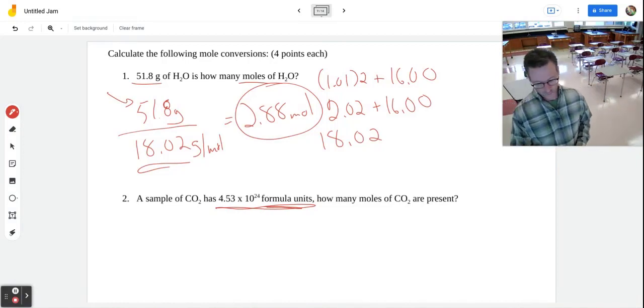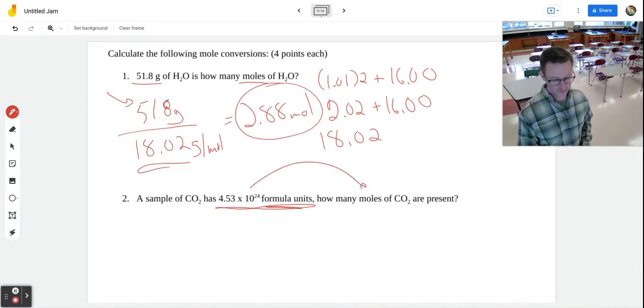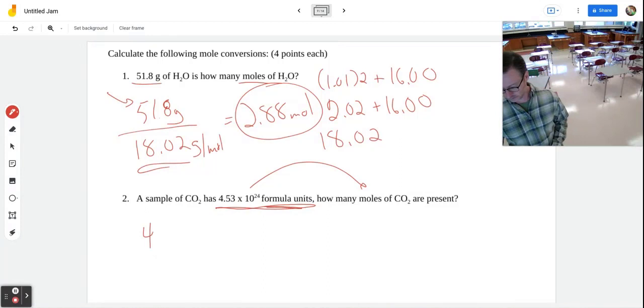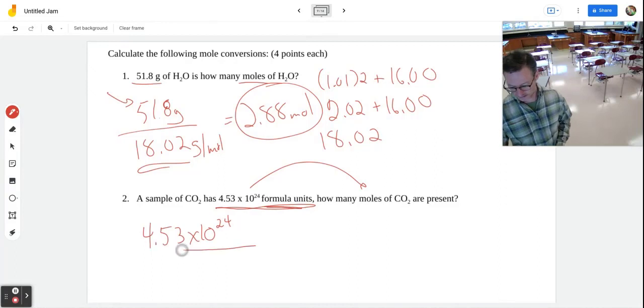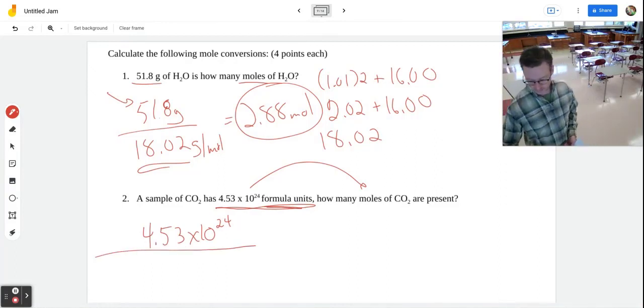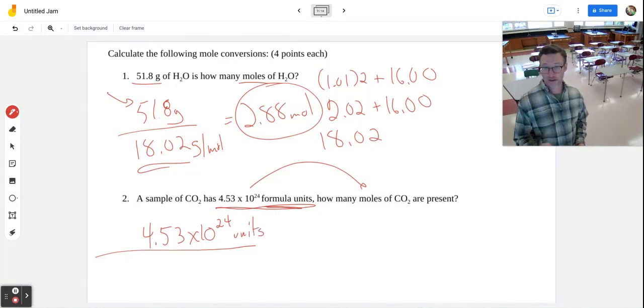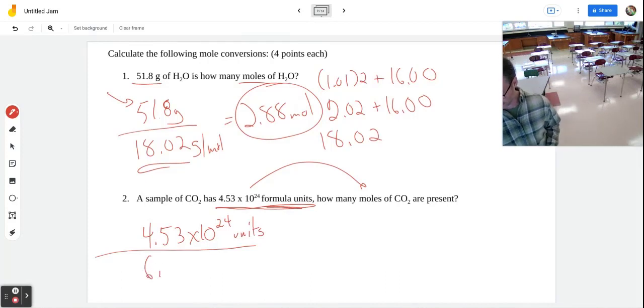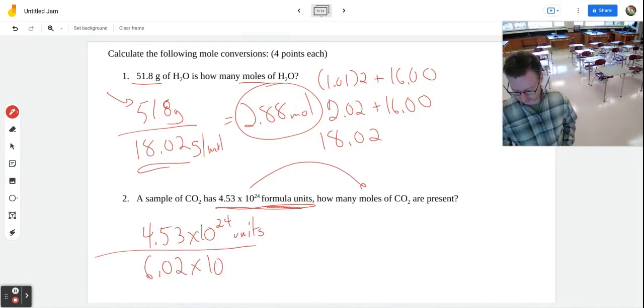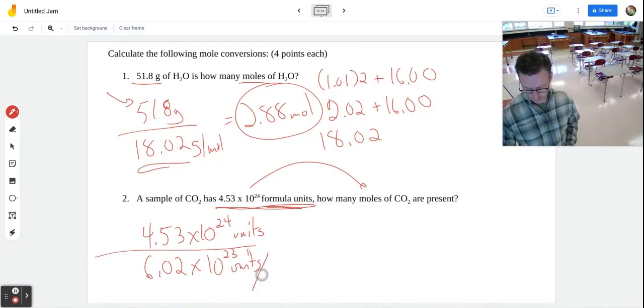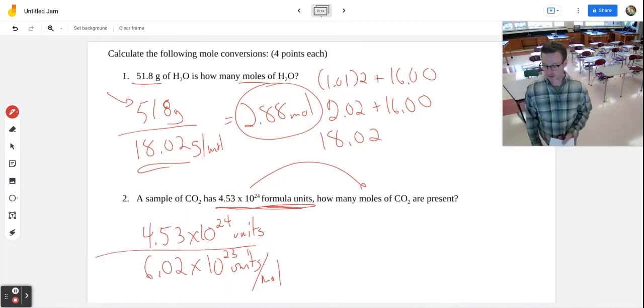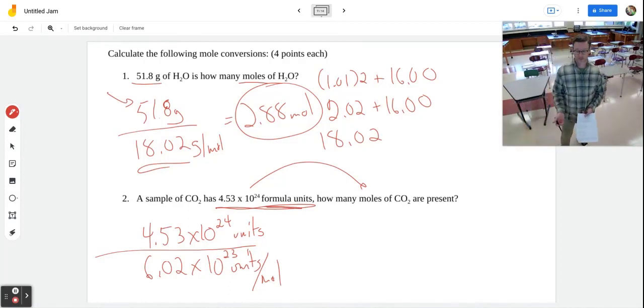Well, we want to convert the number of things to moles. To do that, we divide the number of things that we have, I'm just going to put units to keep it shorter, by the number of units in a mole. And a mole of anything is 6.02 times 10 to the 23rd units per mole. So I divide 4.53 times 10 to the 24th units by how many units there are in a mole.